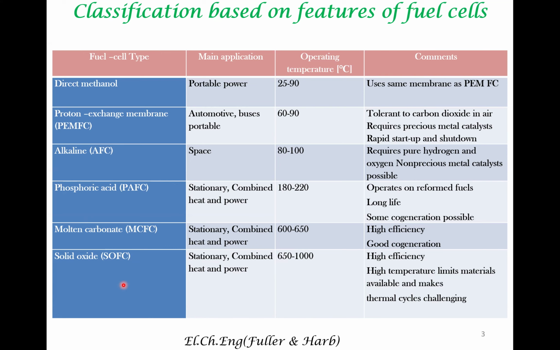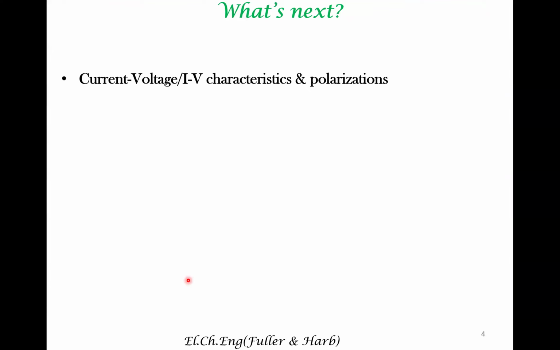In the next lecture, we will look at this important feature, especially from an electrochemical engineering perspective: how to rationalize the current-voltage (IV) characteristics of a fuel cell is very critical. These are called polarization curves. We will discuss them in the next lecture.